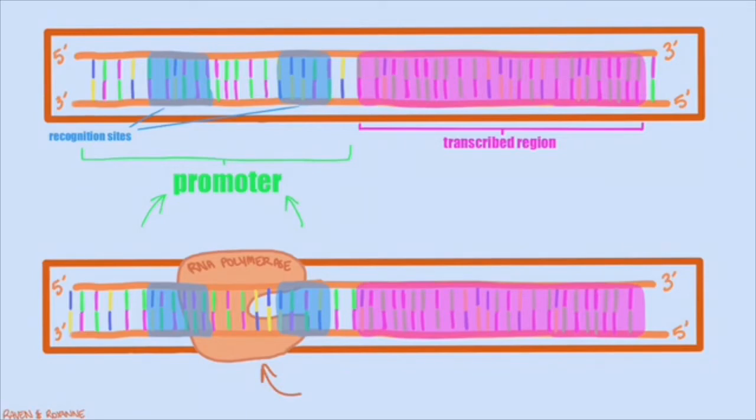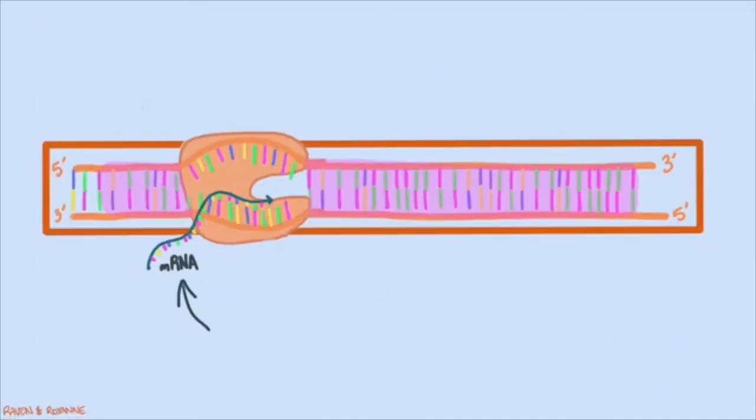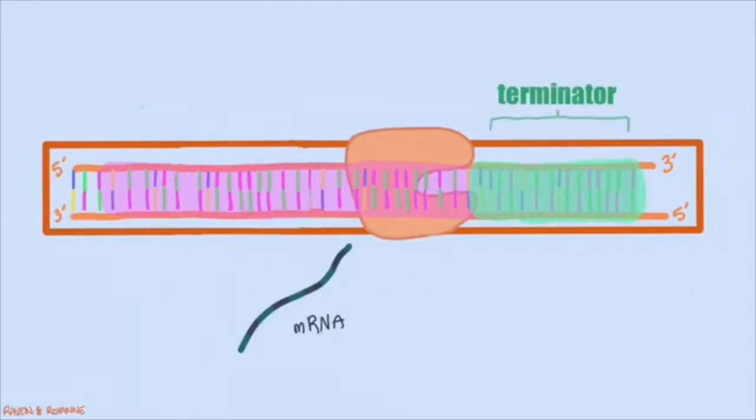From this point, it begins to separate the strands of DNA and code for the new pre-mRNA strand from 5' to 3' at the same time. It continues to do this until it reaches a terminator region on the strand. In this region, the RNA polymerase lets go of the newly created pre-mRNA strand and it is sent off for modifications.